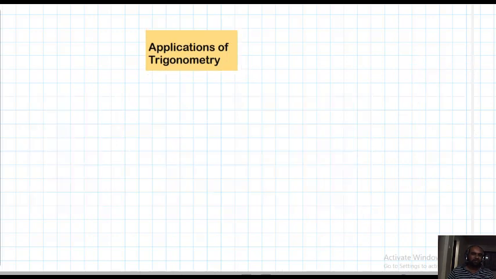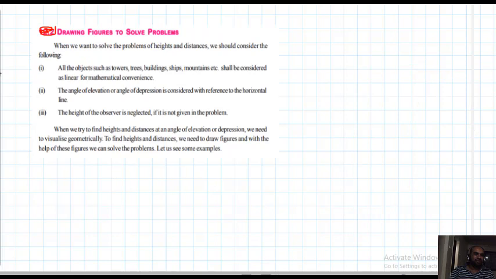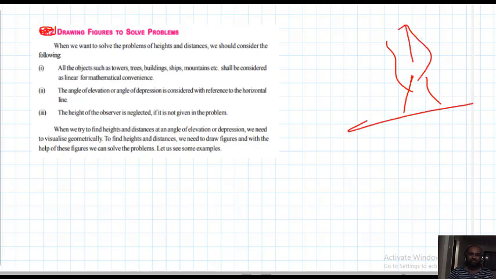See here, it is written: drawing figure to solve problem. When we want to solve problems of heights and distances, we should consider the following. All the objects such as towers, trees, buildings, ships, mountains, etc. shall be considered as linear for mathematical convenience. For example, if a tree is given, mathematically we take it as a straight line, just like this is the ground and this is the tree. Everything is taken linearly.